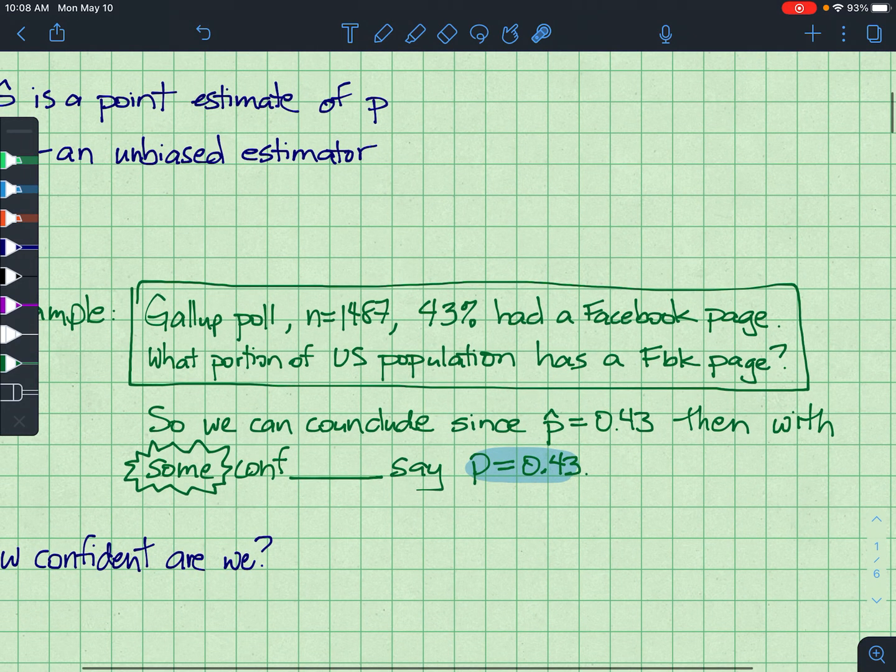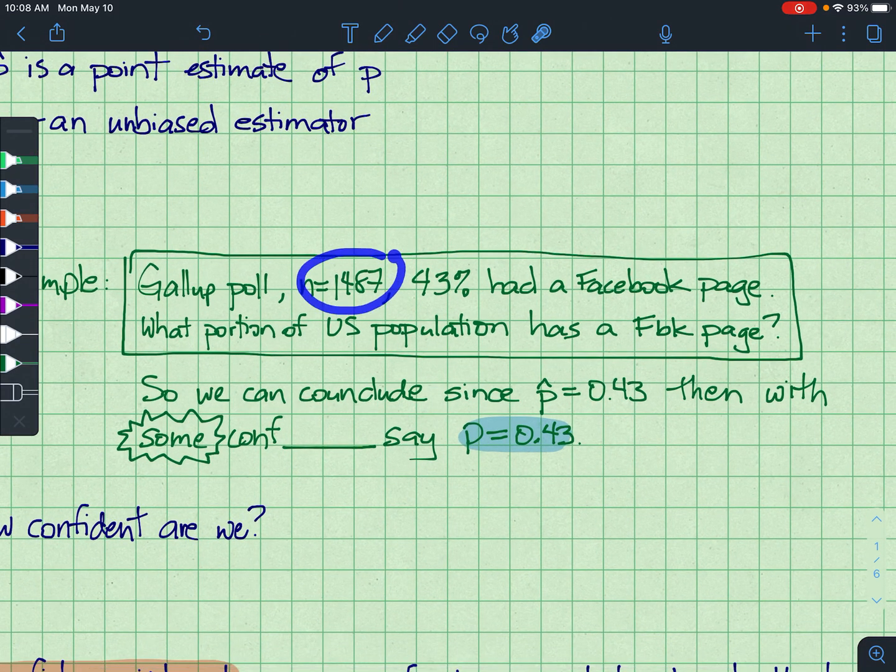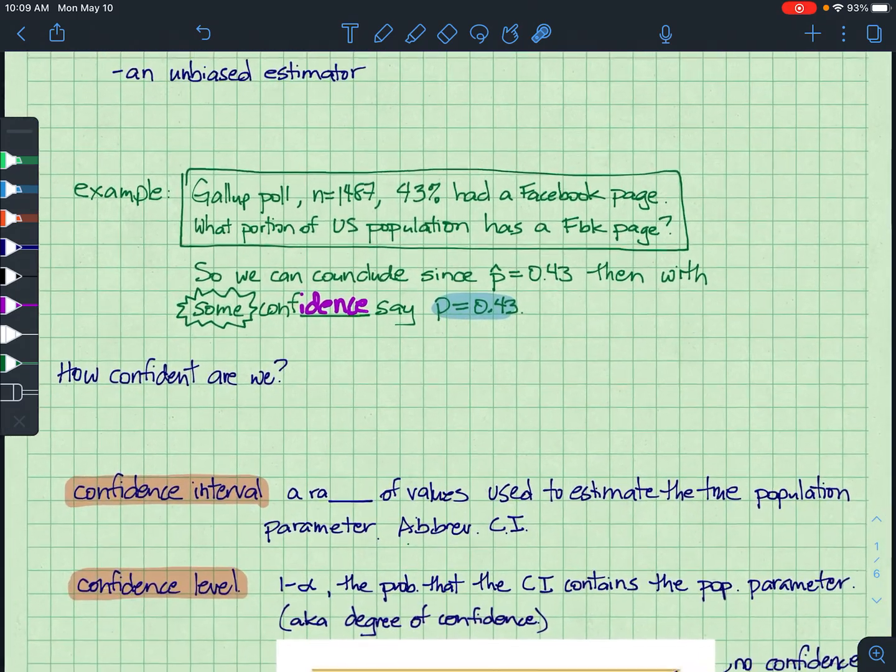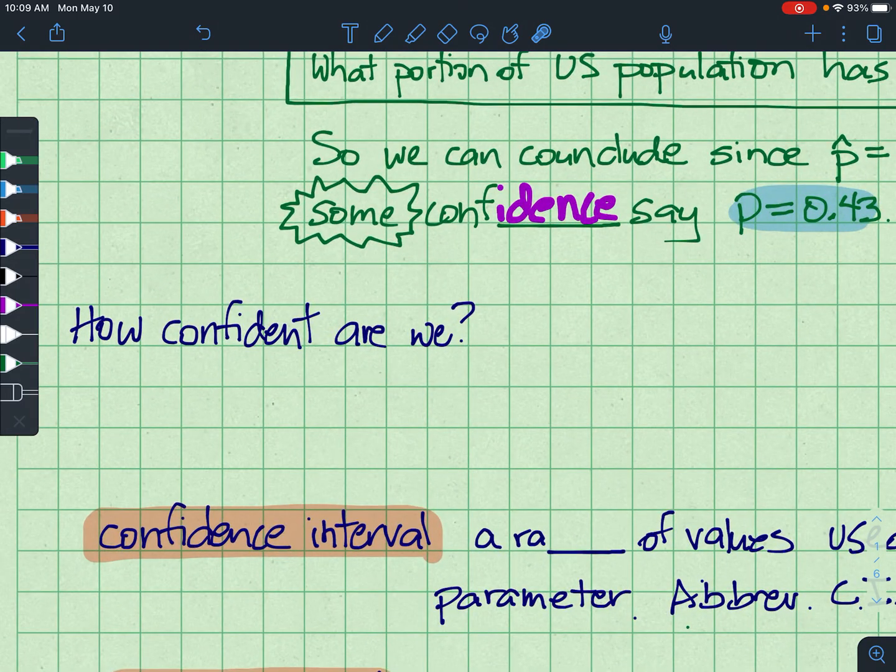Example, simple example here. Gallup poll interviewed 1,487 people, 43% of those adults had a Facebook page. What proportion of the US population has a Facebook page? So in this case, our proportion is 0.43. So guess what? Surprise, surprise, with some confidence, more on that word some, the population proportion is about 0.43. Not identical, but very close. So the question then becomes, how confident are we?